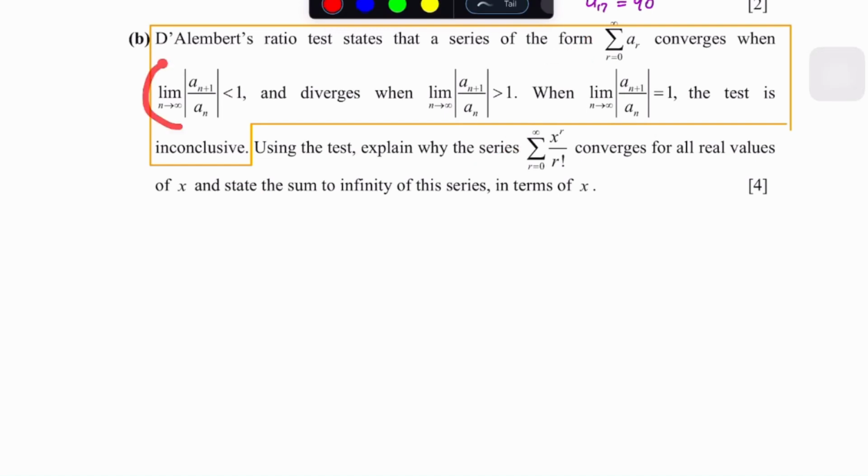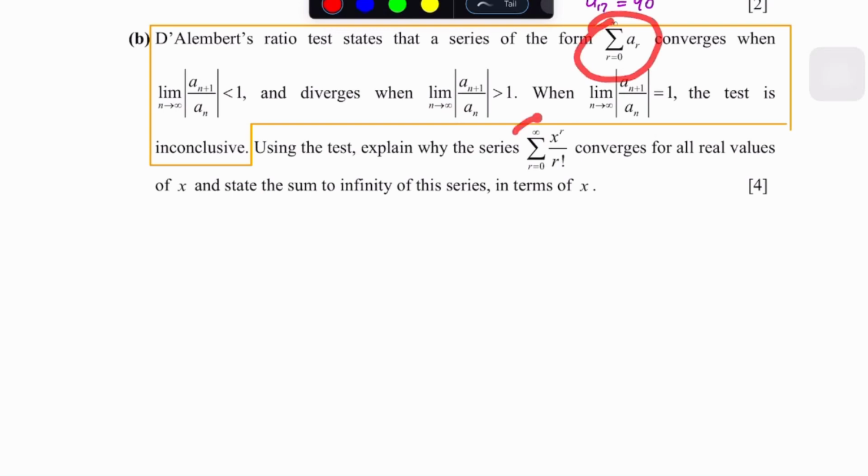converges when the limit of the ratio of the terms is less than 1, and diverges when the limit of the ratio of the terms is more than 1. When the limit is equal to 1, the test is inconclusive. So we have first case, second case, third case. Then we want to see whether it converges, diverges, or is inconclusive. Something like that.